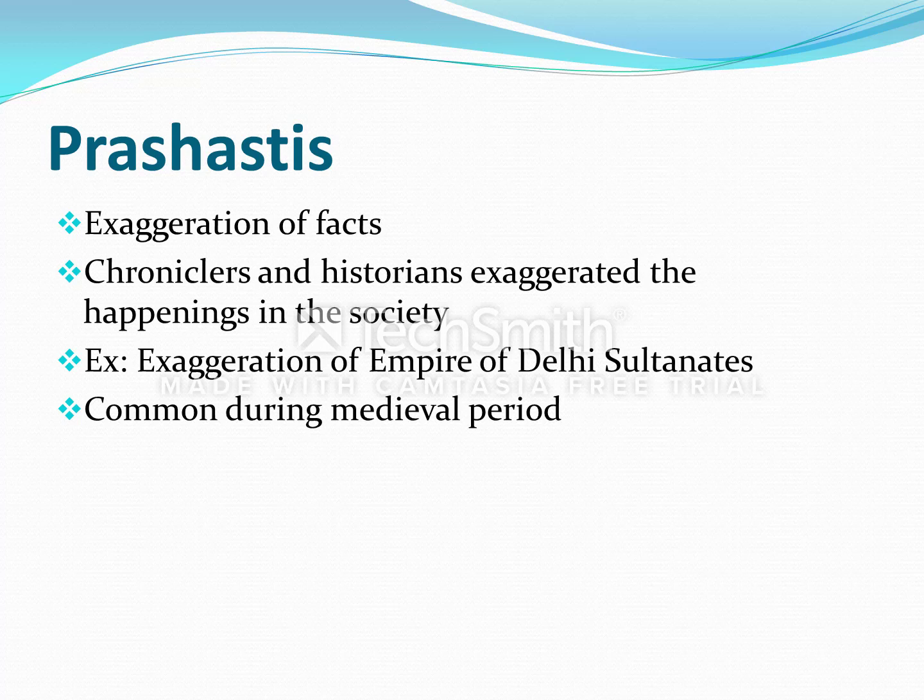Minhaj-e-Siraj, the chronicler, tries to explain the extent of Muhammad bin Tughluq's Delhi Sultanate as a vast empire. He mentions that his kingdom extended from Punjab to Bengal, and it included the land between Ganga and Yamuna. Historians consider this kind of information an exaggeration of facts. Prashastis were done during this medieval period.